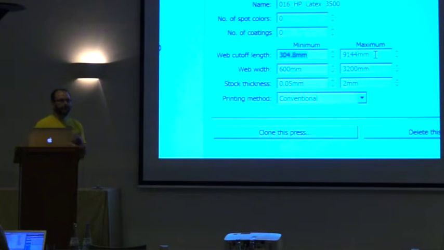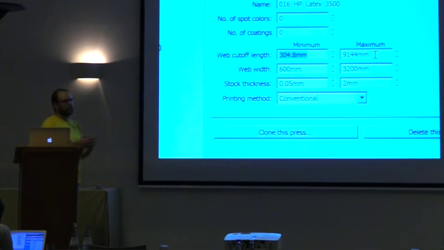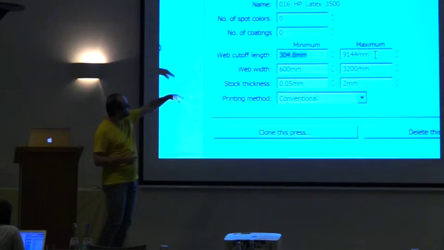If I print roll-to-roll, you don't really have a sheet of a specific size. In fact, the machine can cut off at, in this case, minimally 304 millimeters, but it can print as much as, in this particular example, 9 meters long, and the limits for that depend on the machine. It also depends sometimes on the RIP that is connected to the machine, because the longer you go, the longer the images that you're going to process through the RIP.